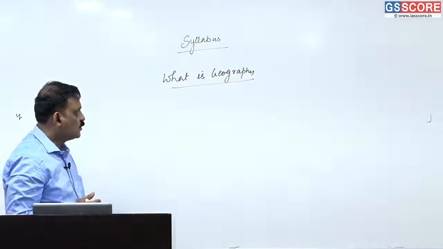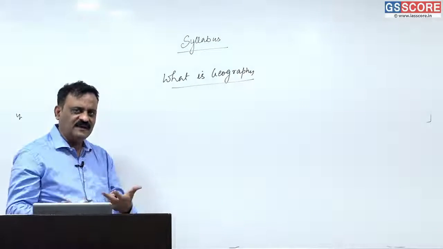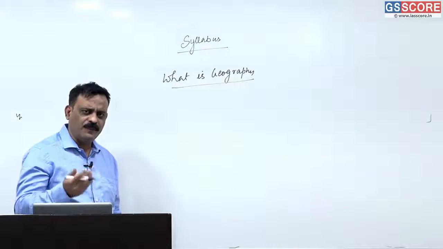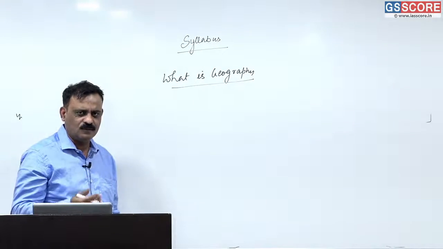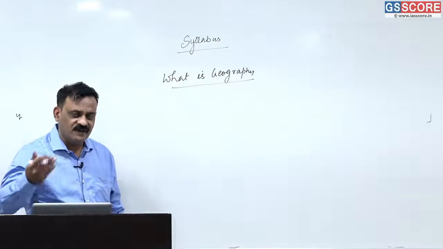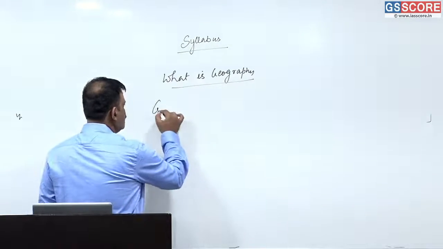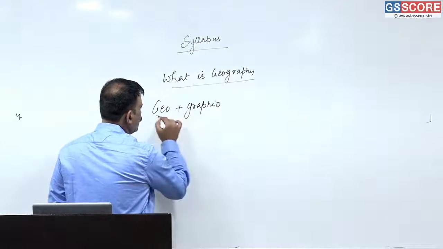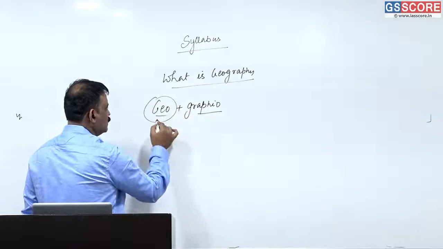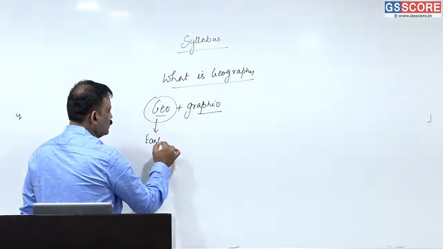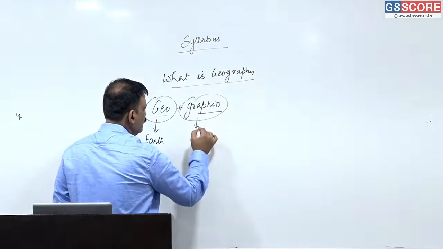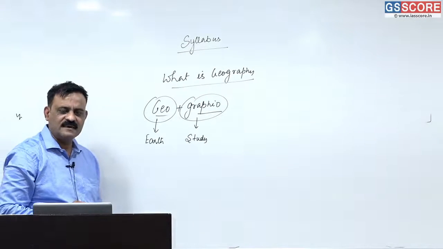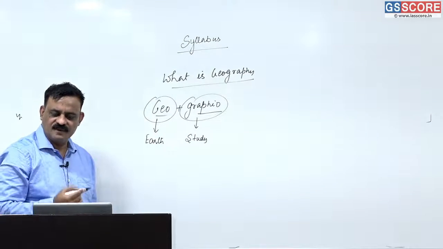Now geography, if I define it, there are multiple ways through which geography can be defined. But for you people, for a very basic understanding to start with, geography means geo plus graphy, or you can call it graphios. Geo means earth, and graphios means study. Study of the earth's features and phenomena.